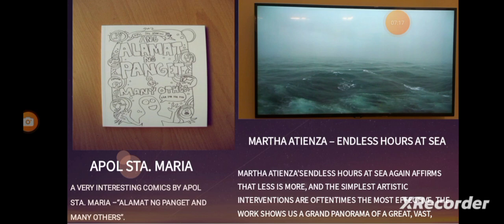The genius of the work is in the fact that the whole video is shot in excruciating, gorgeous slow motion, and as pop culture has taught us, slow motion is cool. Art imitates life, and this artwork is a great testament to nature's power, majesty, and influence over us. This is her artwork called Endless Hours at Sea.